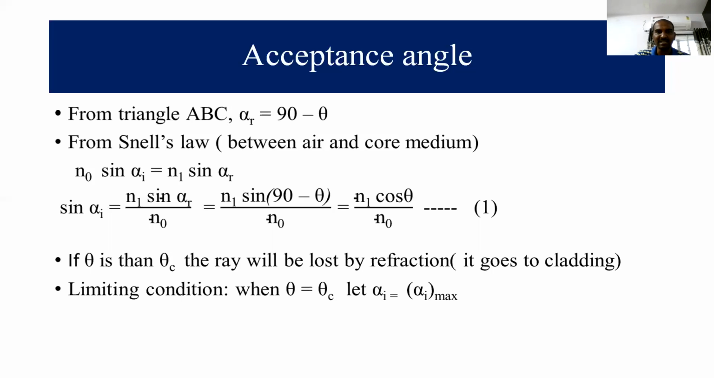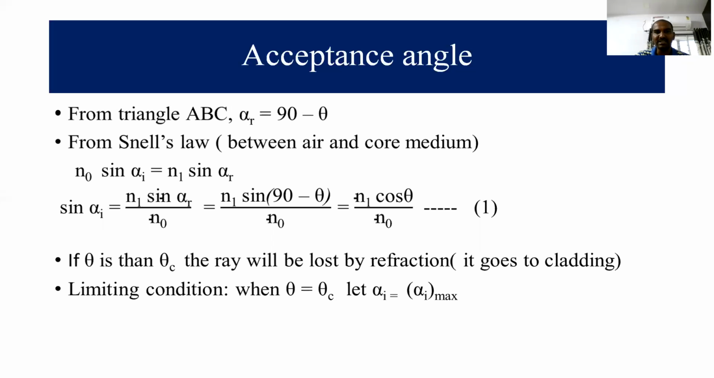Then it can be written as n1 sin(90 minus theta) by n0, then you will get n1 cos theta by n0. Say this is equation number 1. If theta is less than theta C, the ray will be lost by refraction. That means it goes away by grazing along the cladding.